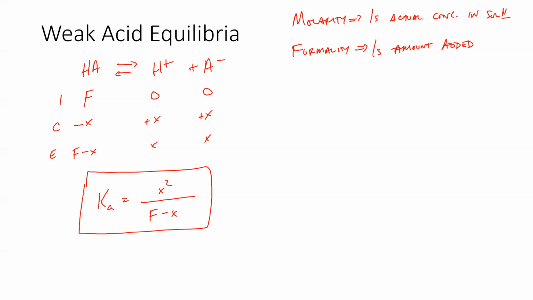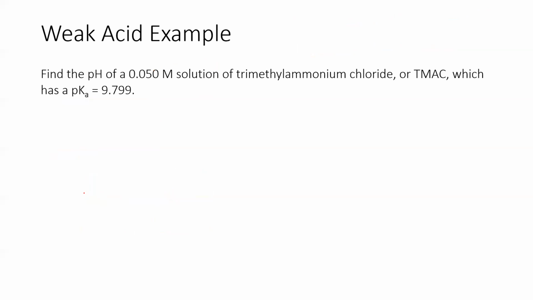Okay. And so I'll leave you with this example. Try to have an answer for Monday. The pH of a 0.05 molar solution of trimethyl ammonium chloride, which has a pKa of 9.799. I don't think you need to do the quadratic on this one, but I'll let you figure that out.